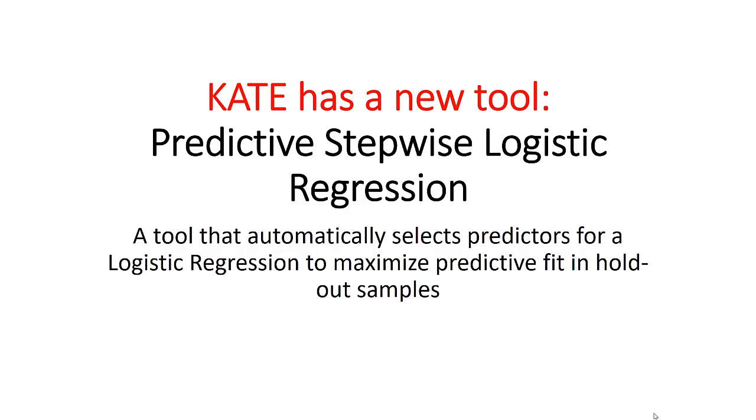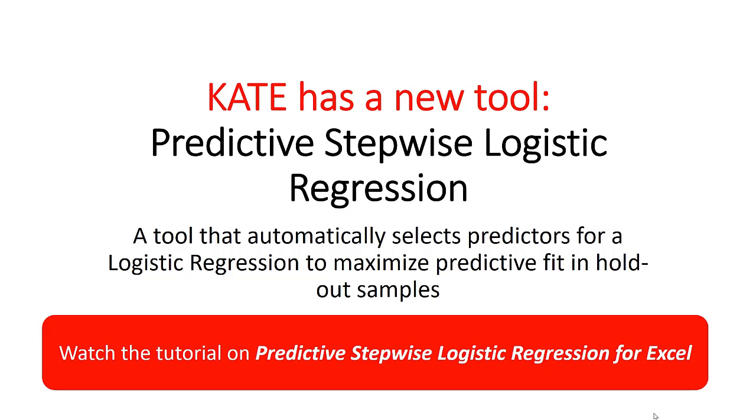If you're interested in running a logistic regression, you should know that KATE, Kamakura's Analytic Tools for Excel, has a new tool called Predictive Stepwise Logistic Regression. This tool will automatically select predictors for a logistic regression in a way that maximizes predictive fit in holdout samples. If you're interested, watch the tutorial on Predictive Stepwise Logistic Regression for Excel in this channel. But I'll give you a very brief preview of how this tool works.